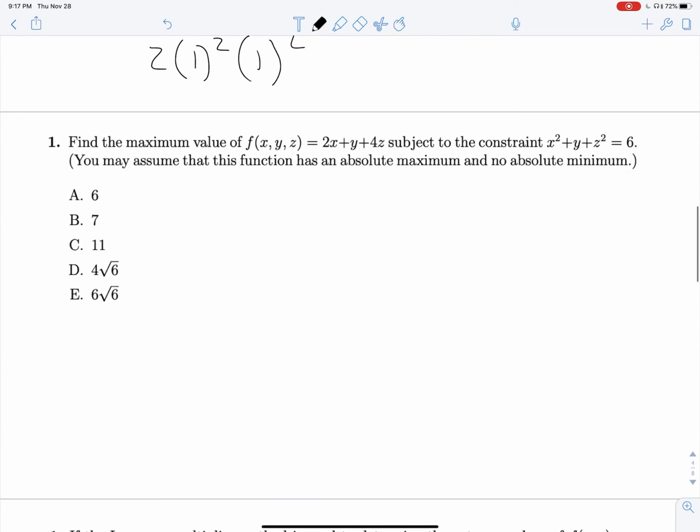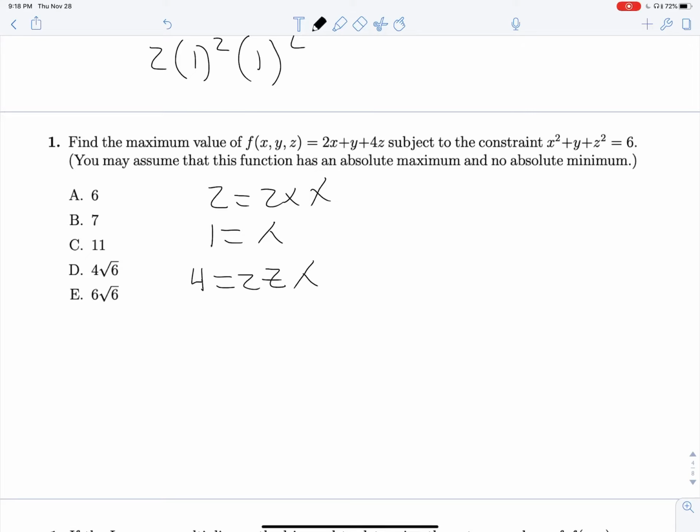Let's find the maximum value of this guy subject to this constraint. And I don't know why they put this little blurb in here. It's usually unnecessary, but let's solve this. This should be one of the easier ones. We'll find that 2 is equal to 2x lambda, that 1 is equal to lambda, and that 4 is equal to 2z lambda.